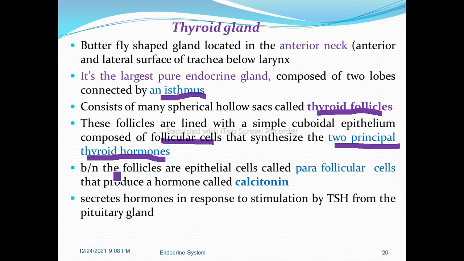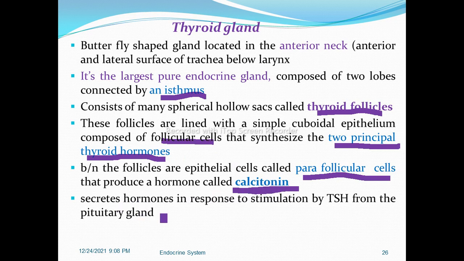So between follicles there are epithelial cells also. These cells are known as parafollicular cells that produce a hormone called calcitonin. So follicular cells secrete thyroid hormones. Parafollicular cells secrete calcitonin.